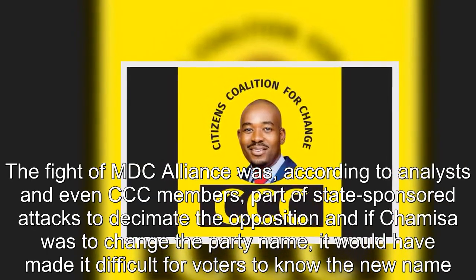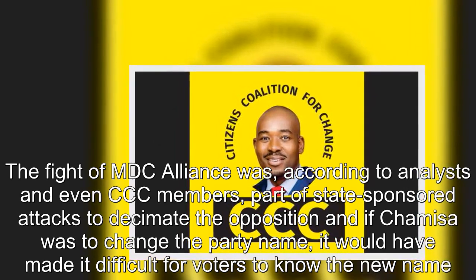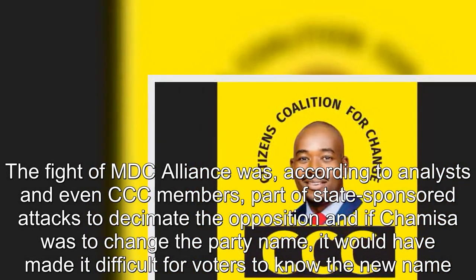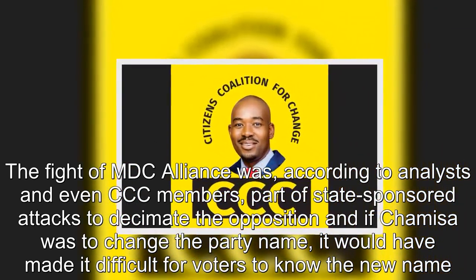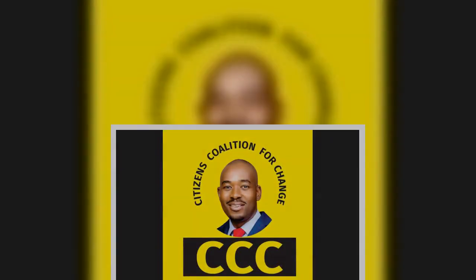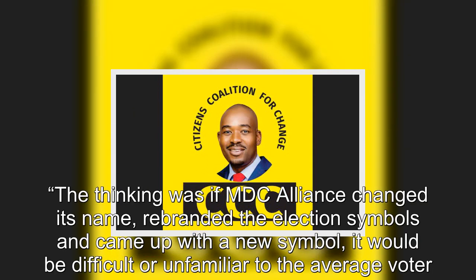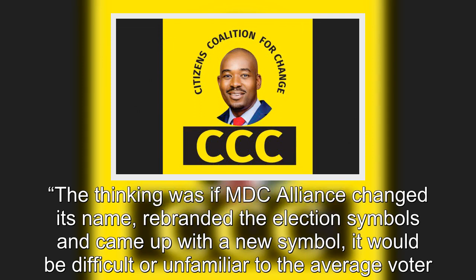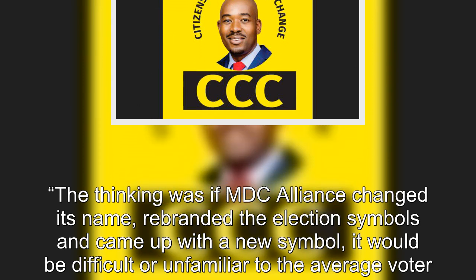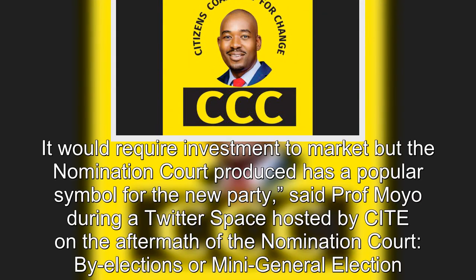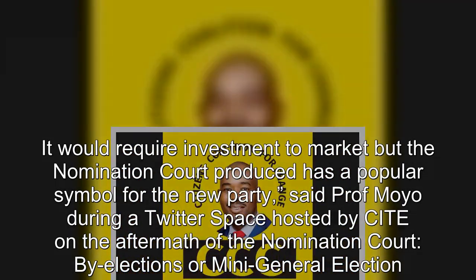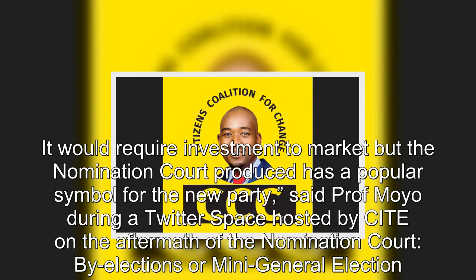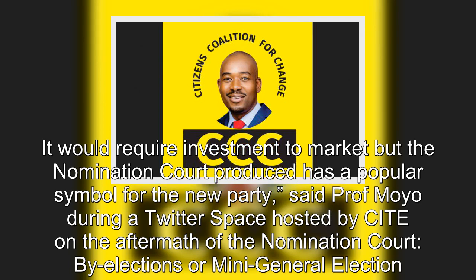The fight over MDC Alliance was, according to analysts and even CCC members, part of state-sponsored attacks to decimate the opposition, and if Chamisa was to change the party name, it would have made it difficult for voters to know the new name. The thinking was if MDC Alliance changed its name, rebranded the election symbols and came up with a new symbol, it would be difficult or unfamiliar to the average voter. It would require investment to market, but the nomination court produced a popular symbol for the new party, said Prof. Moyo during a Twitter space hosted by Site on the aftermath of the nomination court.